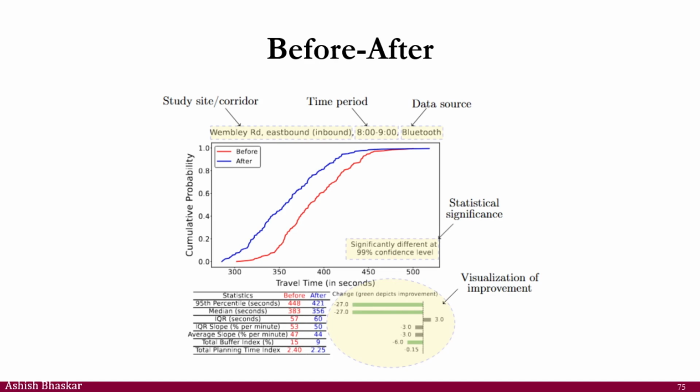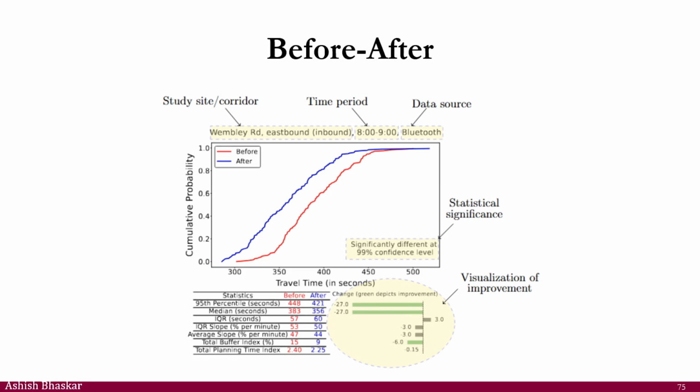Now how do I read it? X-axis is the travel time. This is for one of the roads. Actually this is from the actual analysis, right? On Wembley Road eastbound, they have done some change from 8 to 9 a.m. in the morning. They did the analysis for the previous months, they did some after months.